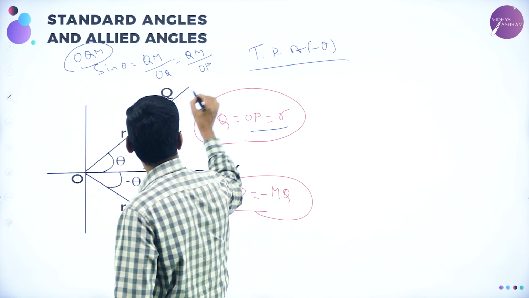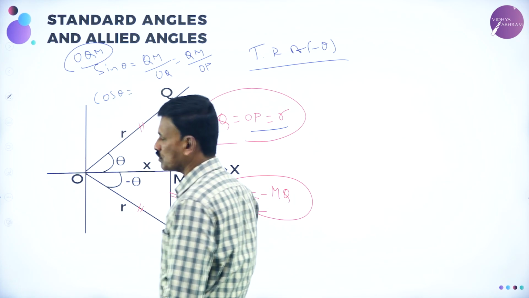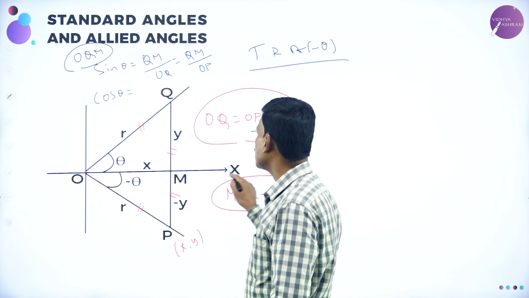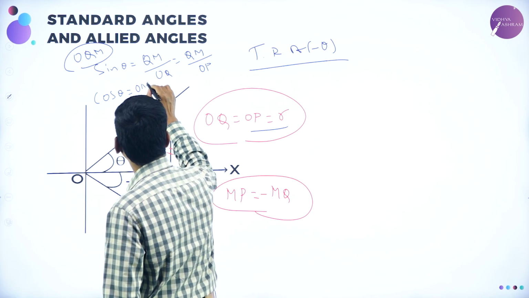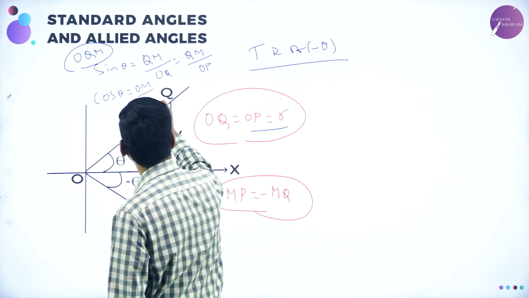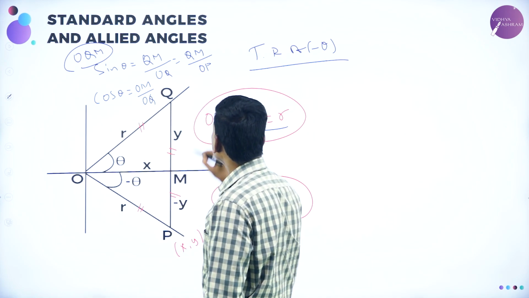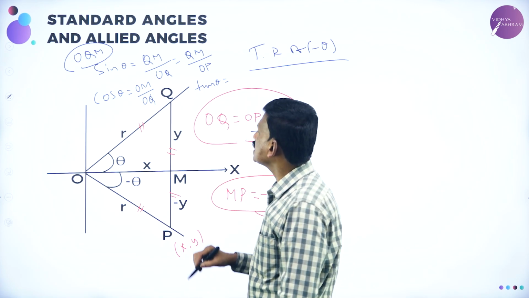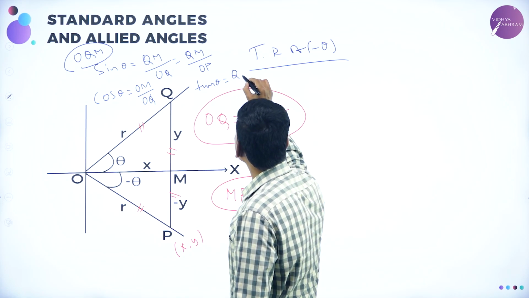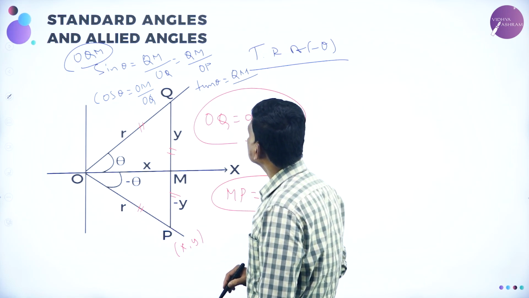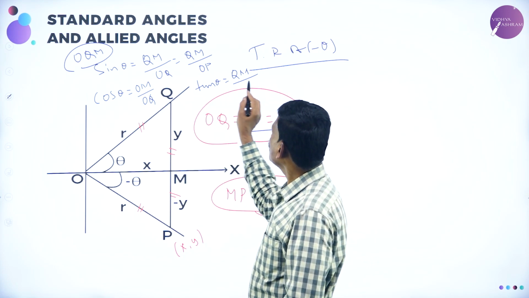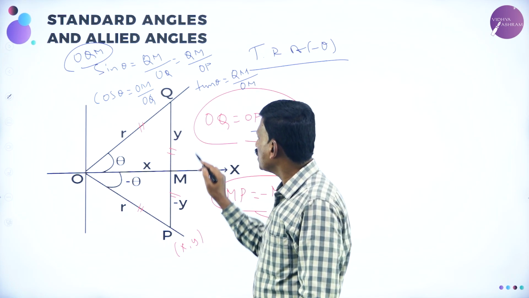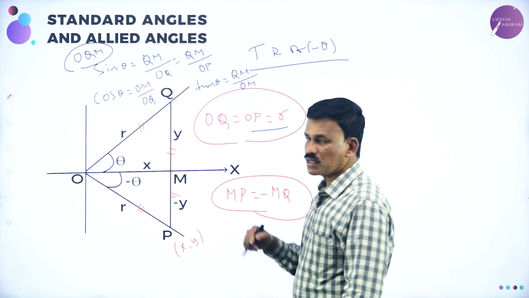Similarly, what is cos theta? Cos theta is equal to adjacent side divided by hypotenuse. Adjacent is nothing but OM, divided by hypotenuse, which is OQ. Next, tan theta is opposite side divided by adjacent, that is QM divided by OM. Now the reciprocals of these will give the remaining ratios.